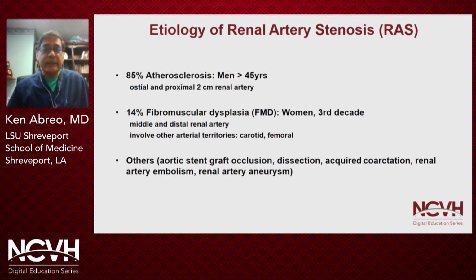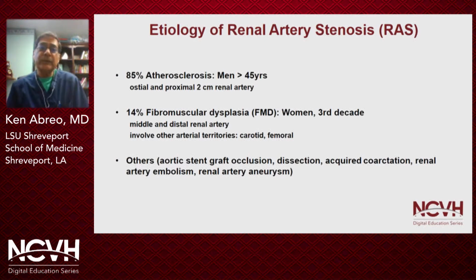Let's first go to basics. The etiology of renal artery stenosis is primarily from two causes. The majority of patients, 85%, have atherosclerotic disease, and they are usually seen in men in their older years, or greater than 45 years. The lesions are ostial and in the proximal part of the renal artery. A smaller percentage is fibromuscular dysplasia, that's seen in women in the third decade, and it involves more the distal part of the renal artery.